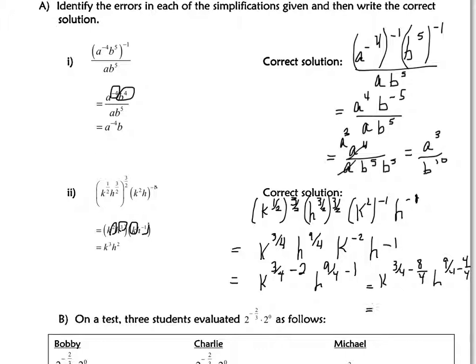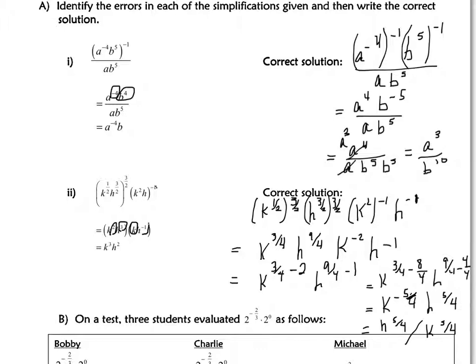So that would give you k to the negative 5 over 4 and h to the 5 over 4, which I would go one step further and write as h to the 5 over 4 over k to the 5 over 4, because k to the negative 5 over 4 would be 1 over k to the 5 over 4.